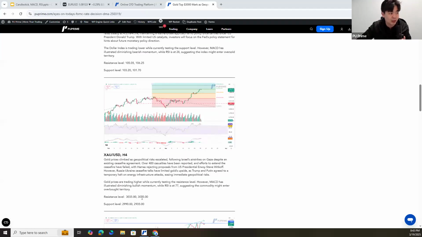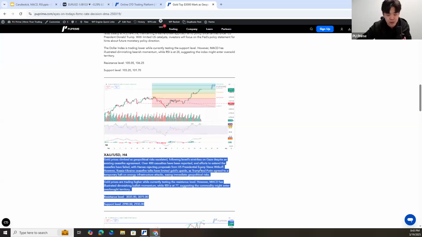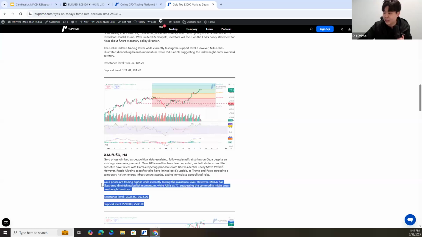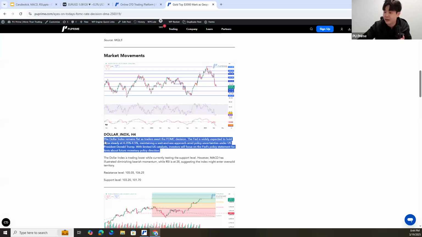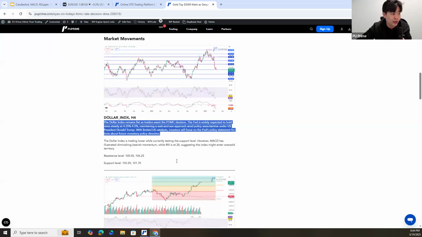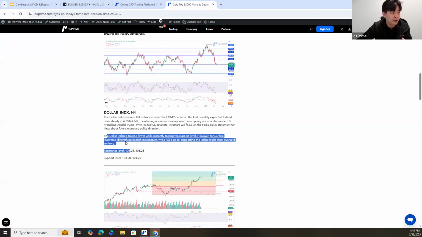But of course, this is not 100% analysis. We just try to let you understand the current indicators and the current fundamentals, and according to the indicators, what we suggest for the several asset classes. The first paragraph is the fundamental news to let you understand what's going on in the market. The second paragraph will analyze with the RSI and MACD and provide you a resistance and support level.